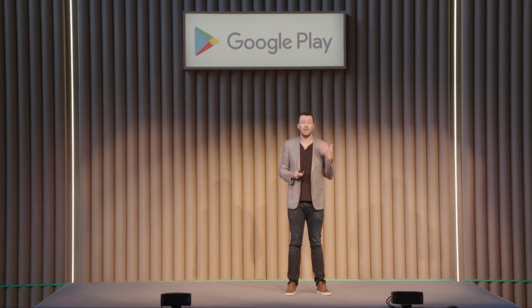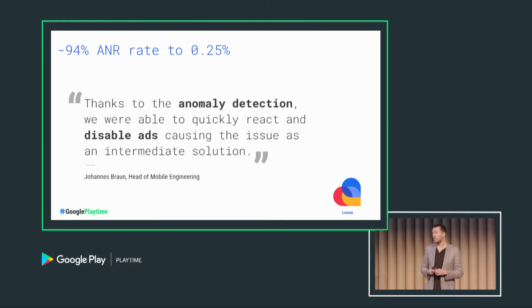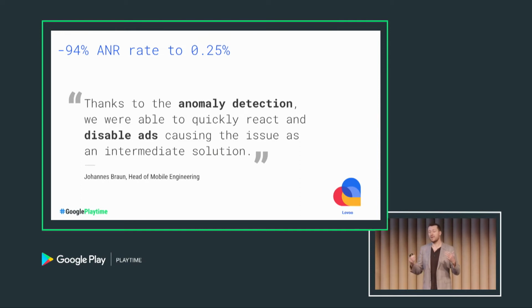Another feature that Gavin mentioned earlier was anomaly detection. This is where you can get alerted when you have a major change in the performance of your application. The team behind Lovoo had signed up for anomaly alerts. And when they had a spike which increased their ANR rate by 94%, they immediately got alerted about that using Android Vitals, and were then able to disable an ad SDK that was causing the issue, work with that SDK to fix the issue, and then release the fixed app, which reduced their ANR rate back down to its previous level and delivered on maximizing their monetization again.